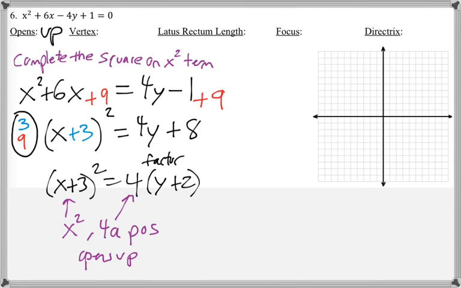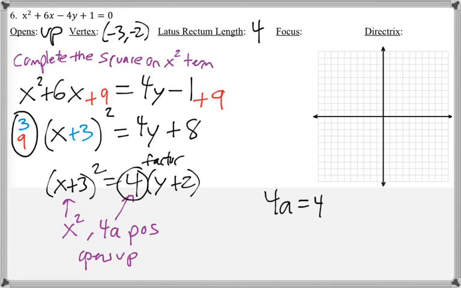My vertex is going to be -3, -2. And then my latus rectum length, which is the width at the focus, I'm going to set my 4a equal to the number that's here. So that number is 4a. So the length is the absolute value of that. So this is 4.